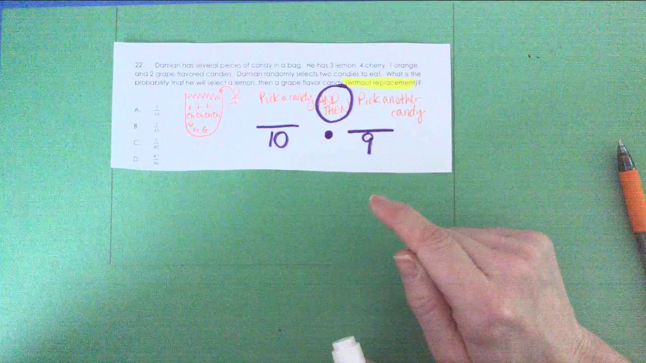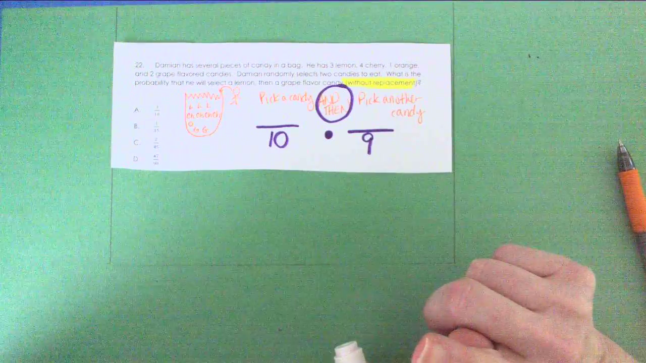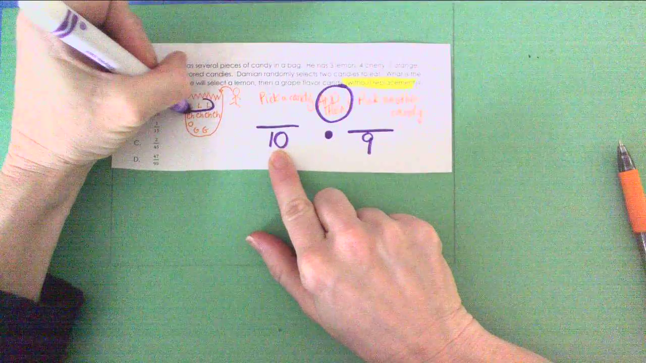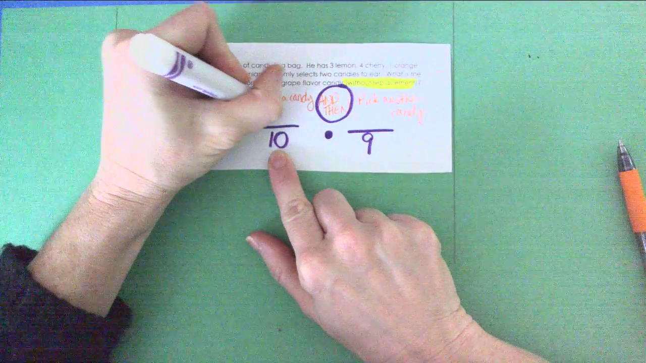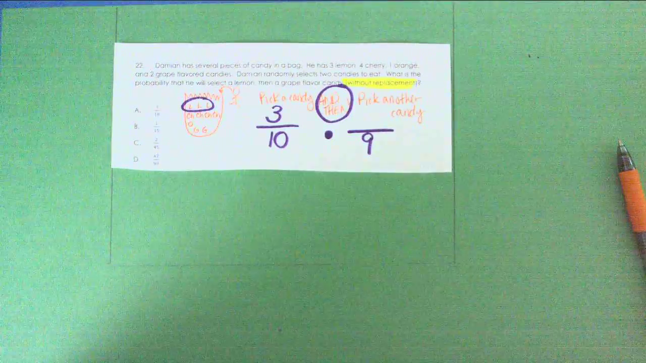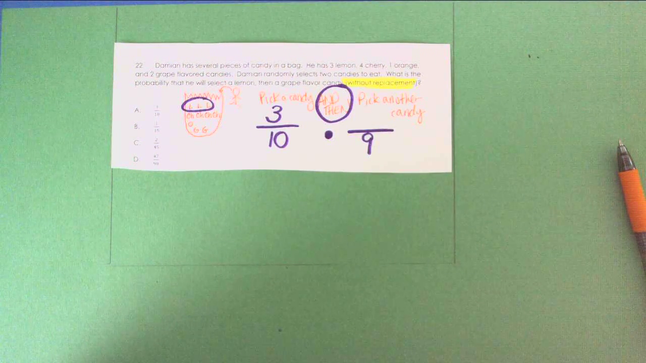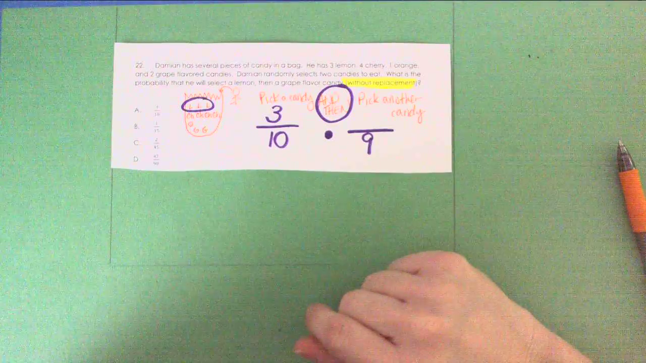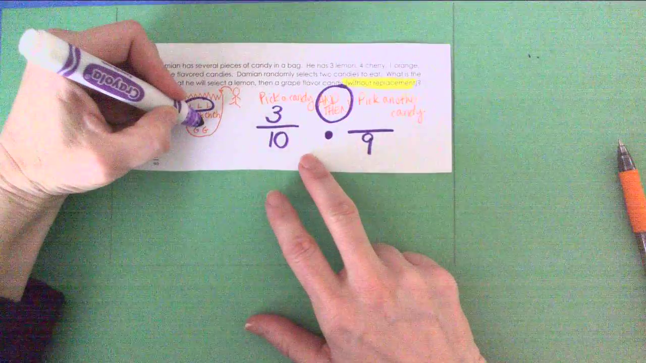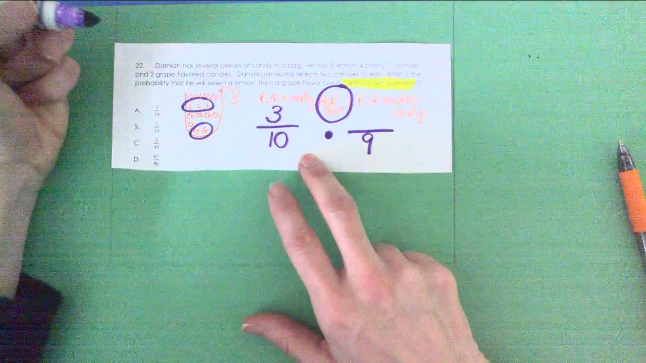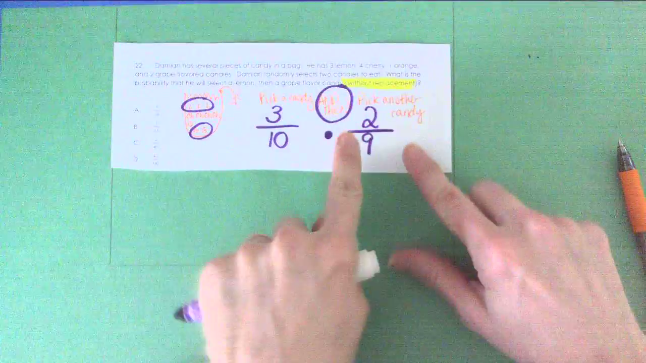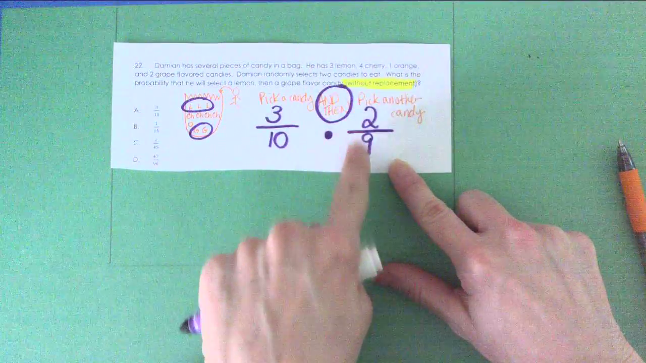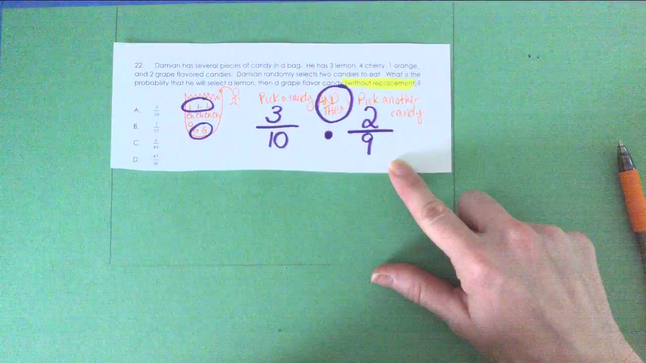Now, we want to know the probability that he's going to select lemon on the first pick. Well, there are 3 lemon. So he's got a 3 out of 10 chance on his first pick of grabbing a lemon candy. And then, on the second pick, what's the probability he'll choose grape? Well, there are 2 grapes. And because he picked lemon on the first pick, those 2 grapes are going to come out of 9, because one of the lemons just came out of the bag.